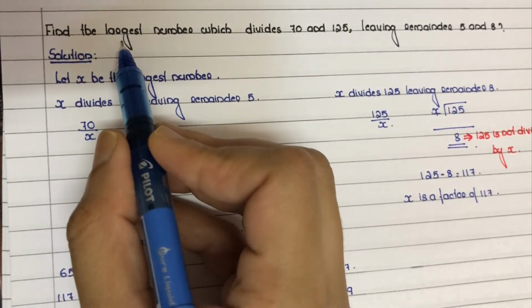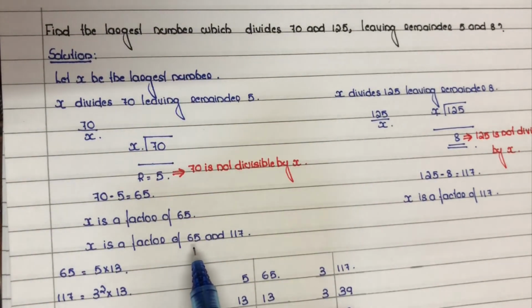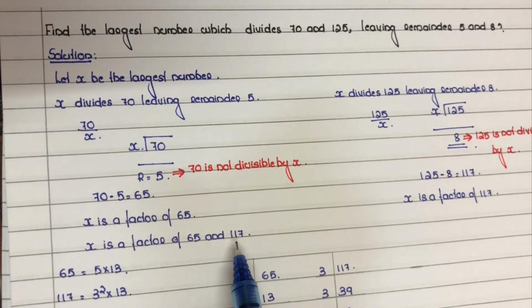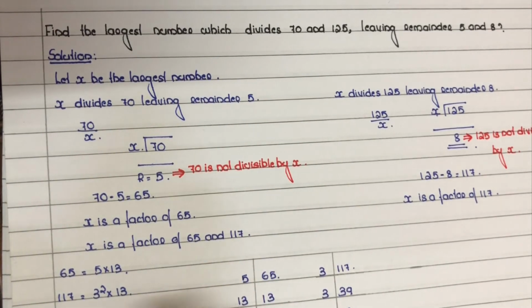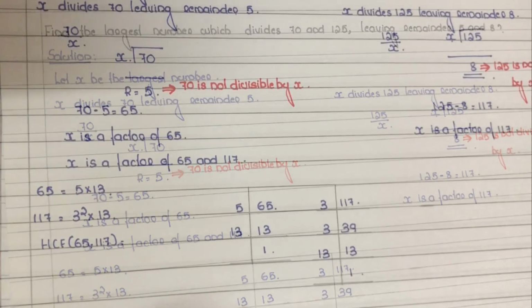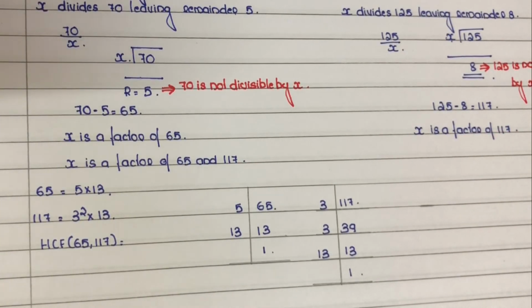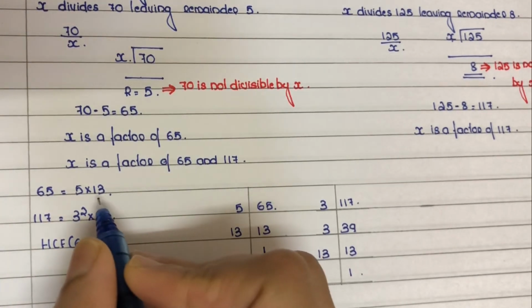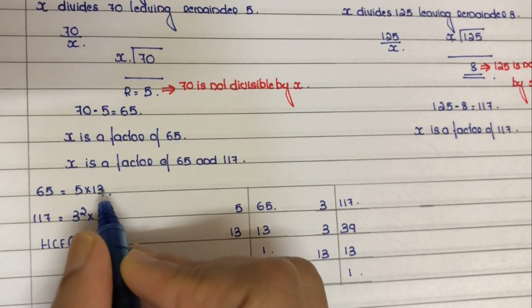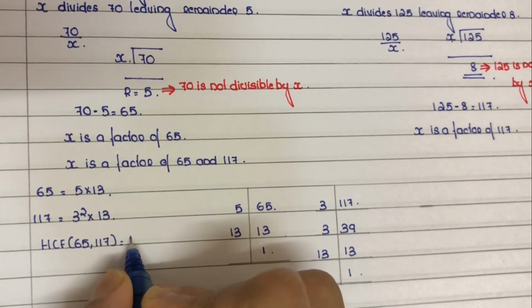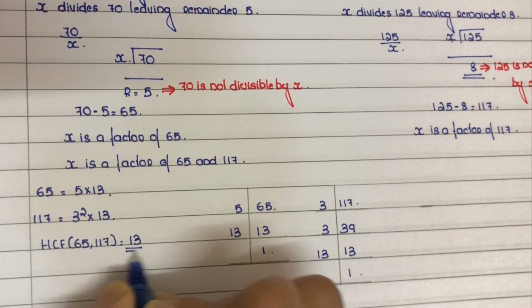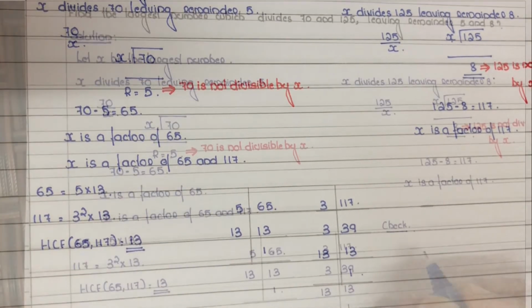So largest common factor of 65 and 117 means HCF, highest common factor of 65 and 117. Now we know that HCF is the product of the smallest power of the common factor. Here common factor is 13 and power 1. So number x is 13.